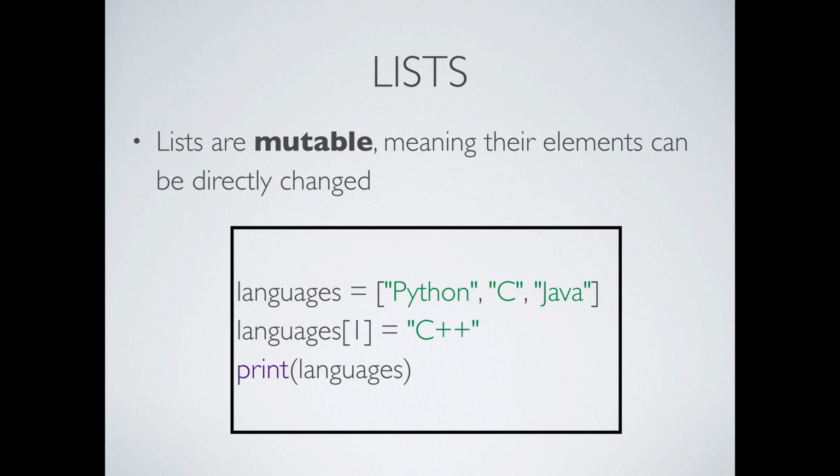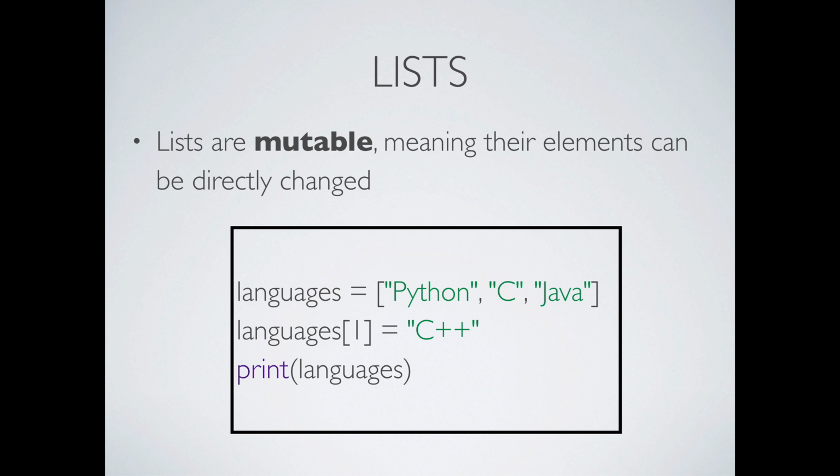So lists, on the other hand, lists are mutable, which means they can be changed. So mutable means able to be changed. Immutable means something that can't be changed. So lists are mutable, which means the elements that are within a list can be directly changed.